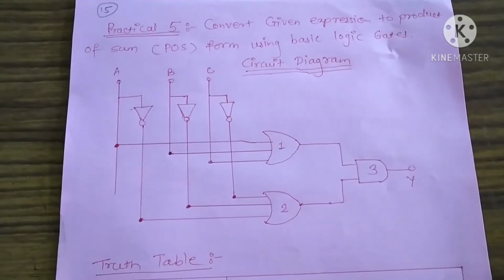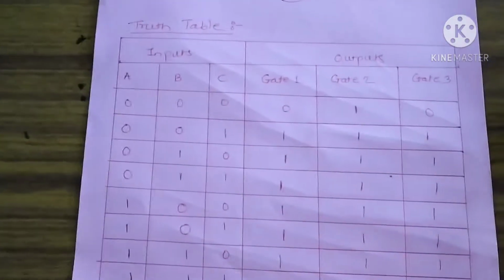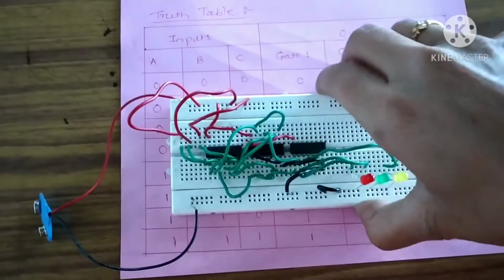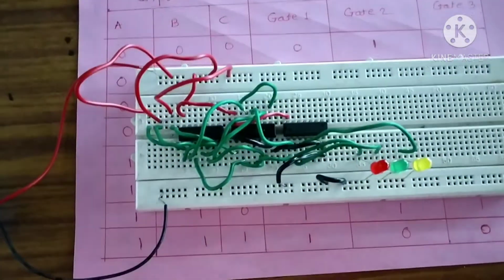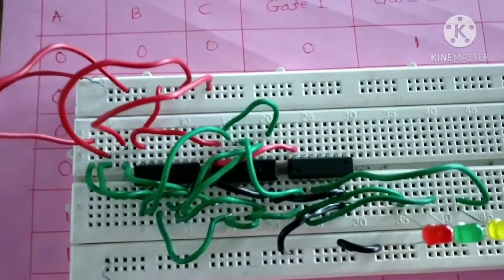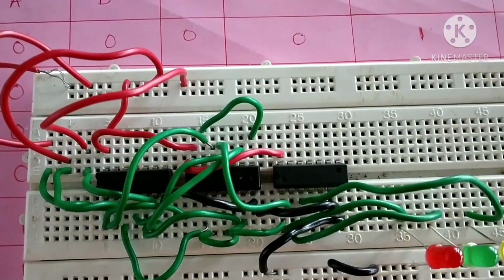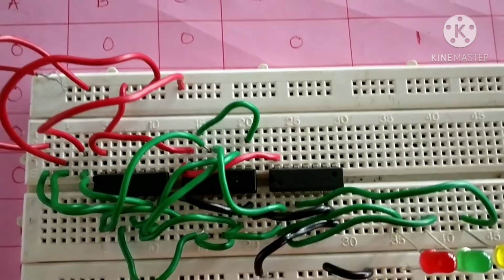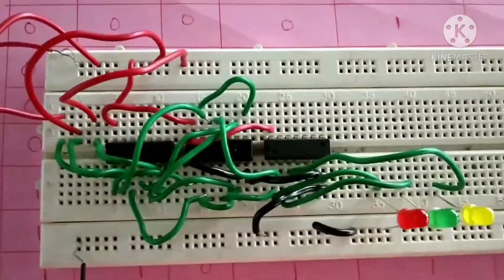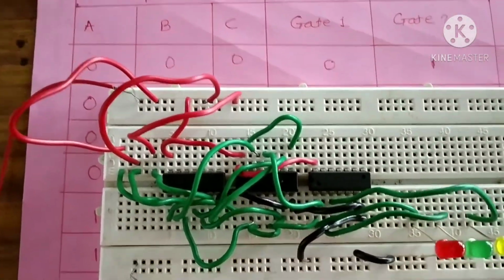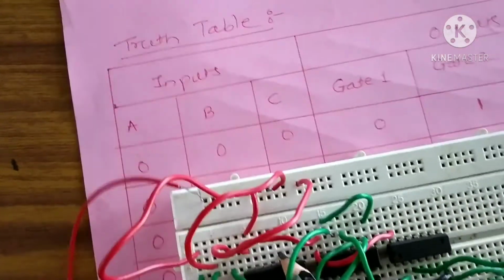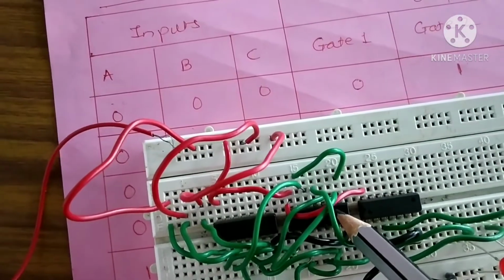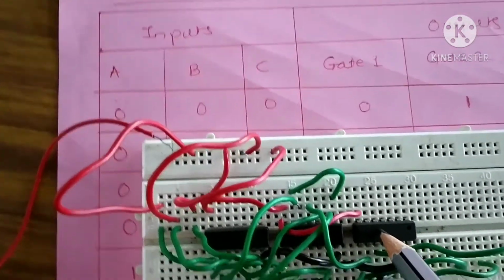So this circuit diagram I have already mounted on breadboard. In this breadboard I have used one NOT gate IC, one OR gate IC and one AND gate IC. So I will show which is NOT gate, OR gate and AND gate. First IC is a NOT gate IC, second IC is OR gate IC and third IC is AND gate IC.